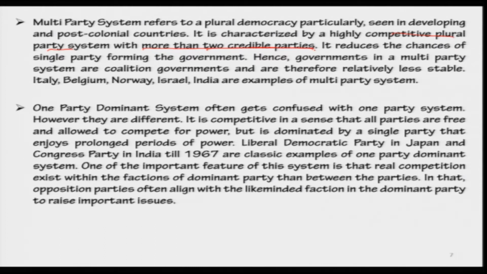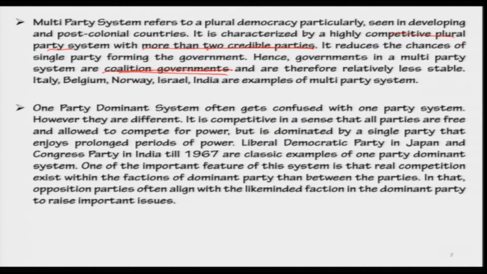Now, this existence of more than two political parties reduces the chance of any single party forming the government on its own. So, in a polity characterized by multi-party systems, the nature of government you find is relatively less stable than one party or two party systems, and government is often characterized as a coalition government because no single party gets a majority on its own.